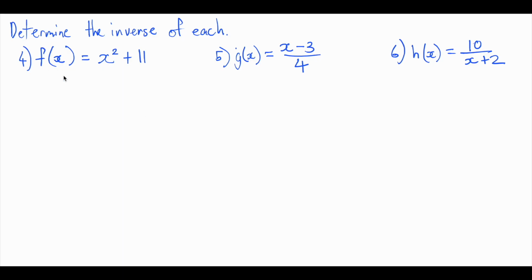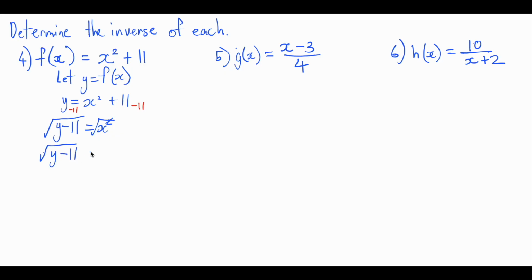So these here are very straightforward. To find the inverse of these, we would just say let y equal f of x. So then we could say y is equal to x squared plus 11. So then we subtract 11 from both sides. We're left with y take away 11 is equal to x squared. So then the opposite of this is just square rooting. That will cancel. So we'll be left with the square root of y take away 11 is equal to x. So we could then put it back. f inverse x equals square root of x minus 11.